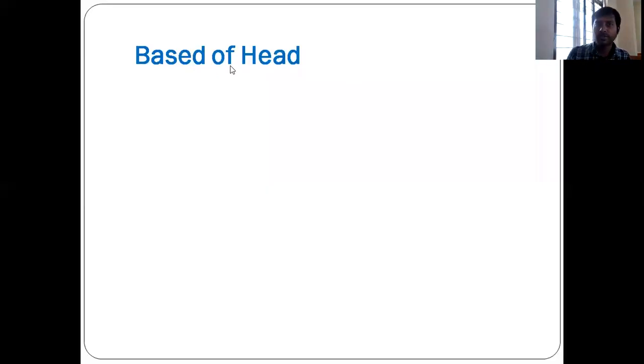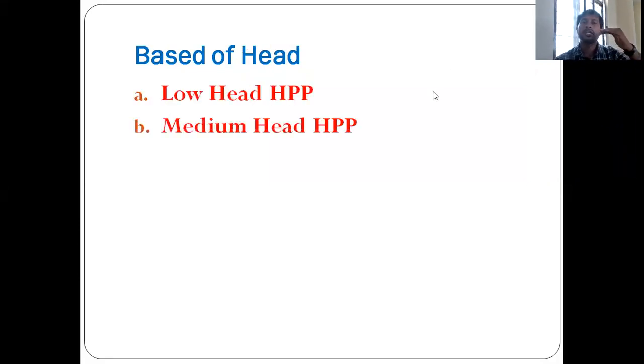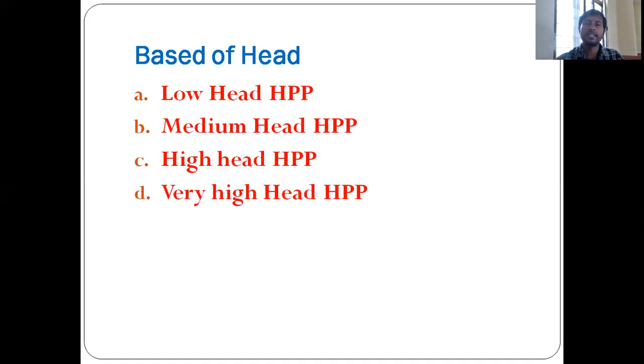The next classification is based on the head. Head is simply the height of the hydel power plant. Different types will be there: low head, medium head, high head, and also very high head power plants.